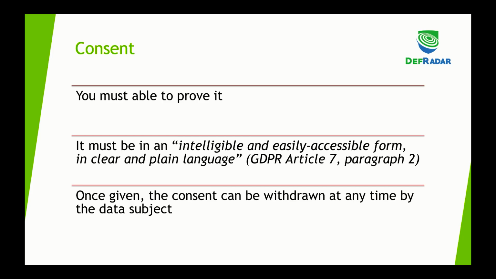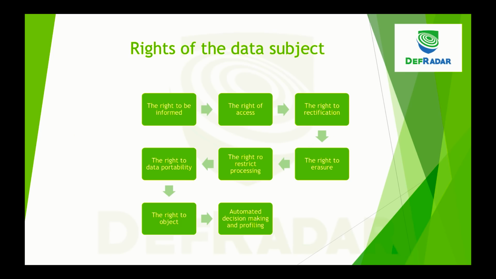This is GDPR Article 7, Paragraph 2. Once given, the consent can be withdrawn at any time by the data subject, and this must be as easy to do as it was to give it in the first place. A child must be at least 16 years of age to be able to give consent, or younger if a Member State decides so, with a lower limit of 13; otherwise parental consent must be obtained. Rights of the data subject.